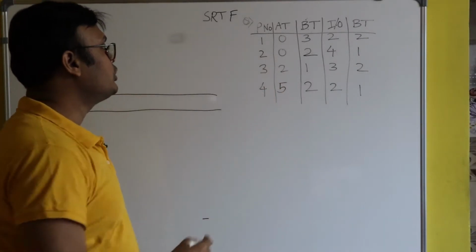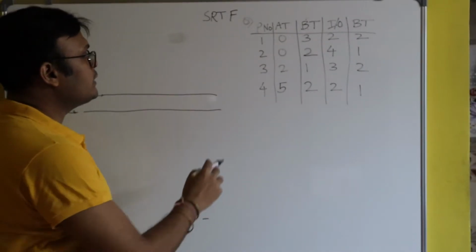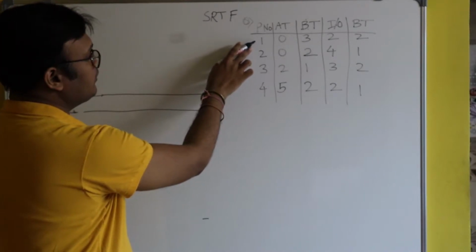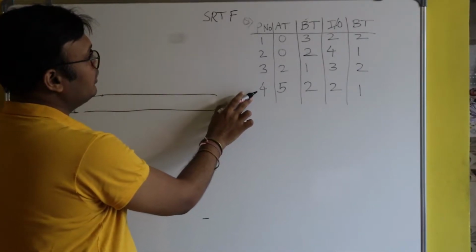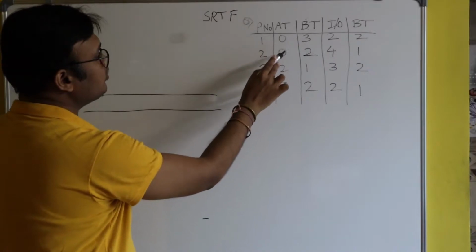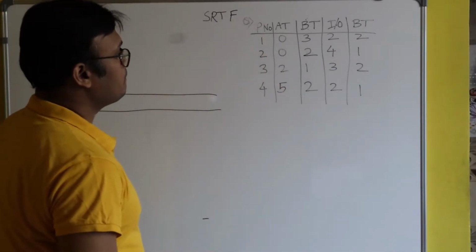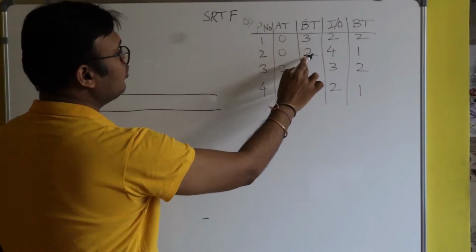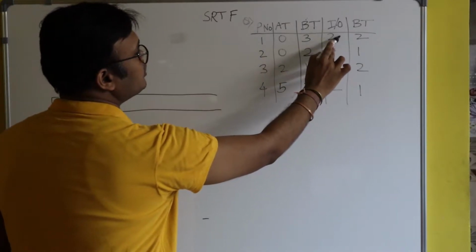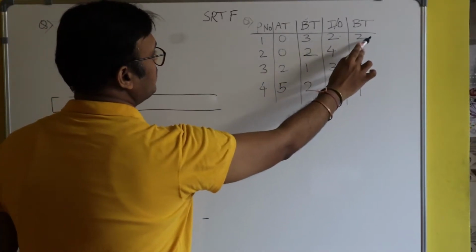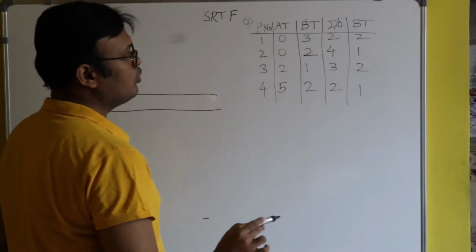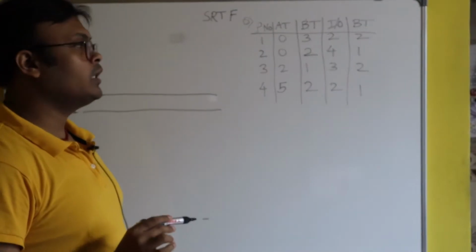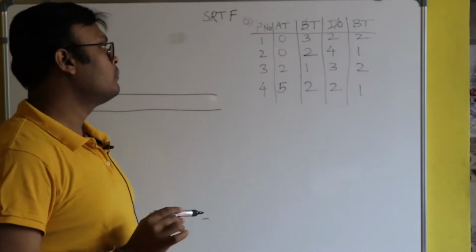So let's solve this question. Here you can see there are four processes, P1, P2, P3, P4, and the arrival times are written as 0, 0, 2, 5. Burst time is 3, 2, 1, 5. IO time is 2, 4, 3, 2. Burst time is 2, 1, 2, 1. Okay. So here IO time is also given.